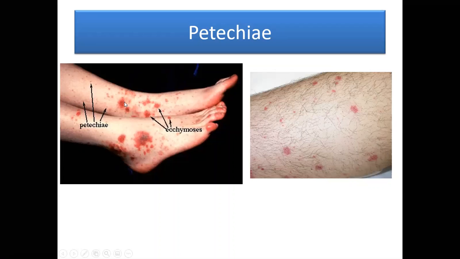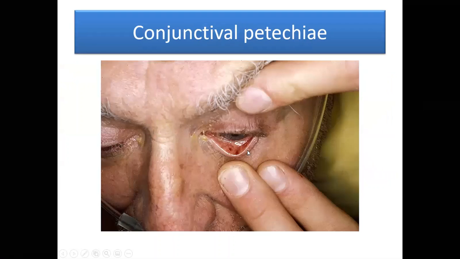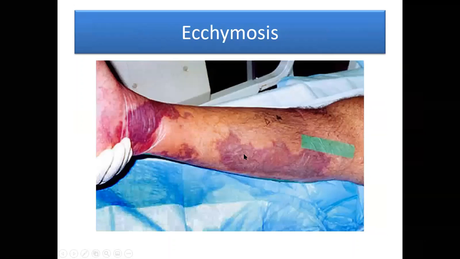These are conjunctival petechiae, bleeding happening in the conjunctiva. See this one? A patient can bleed from anywhere, wherever the vessels are. This is an example of a bruise or ecchymosis. Why are we calling it ecchymosis? Because it is really big.